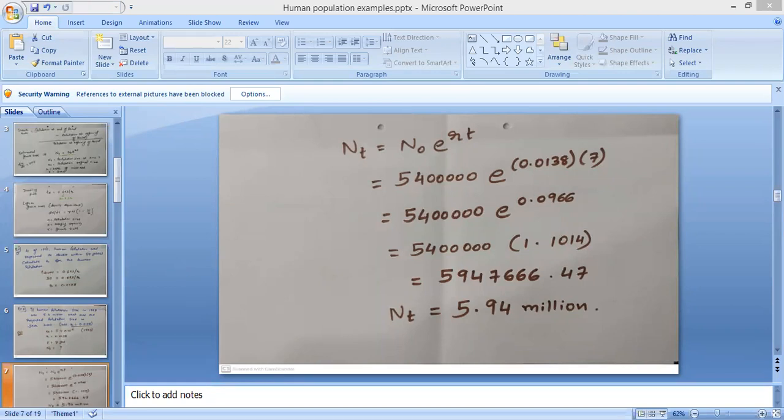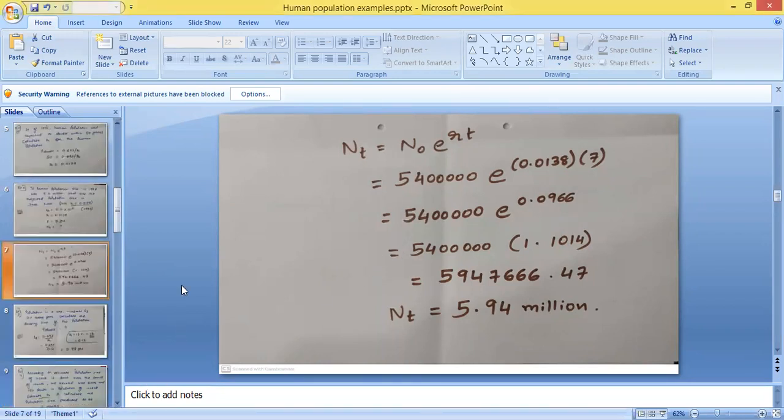Even though you have done the calculation on your own, please copy down these values, because at the time of examination, if you don't have this type of notes, then you will easily forget the formula. So please copy down, and then we will move on to the next question.